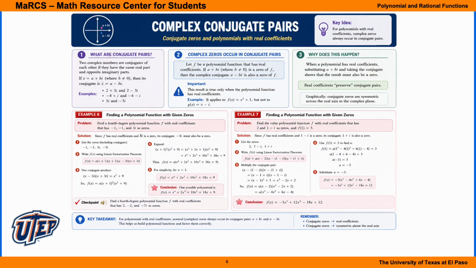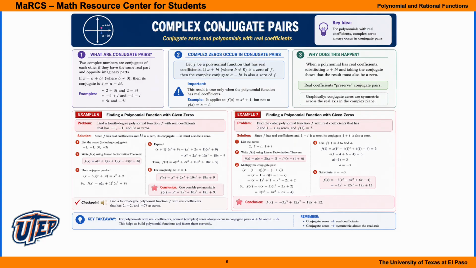So now we're given an example for finding a polynomial function given the zeros. So we are told to find a fourth degree polynomial function f with real coefficients, knowing that it has negative 1, negative 1, and 3i as zeros. So the first step is to list the zeros, including the conjugate. So we have negative 1 repeated twice. Now for our complex 0, we have 3i, so then its conjugate will be negative 3i.